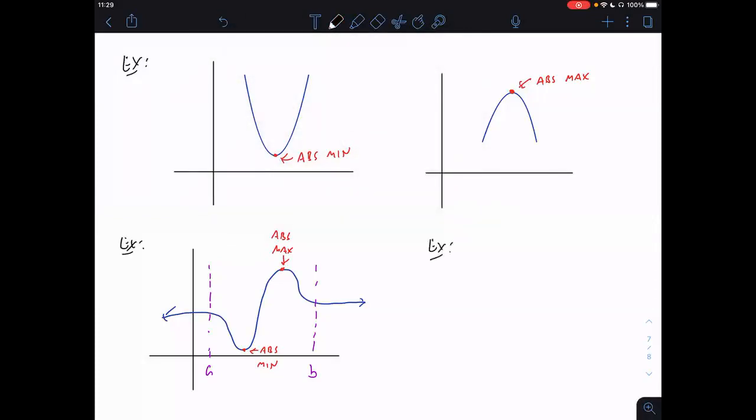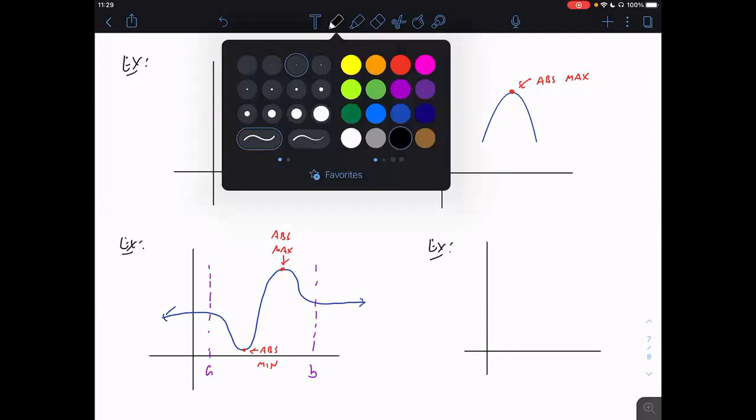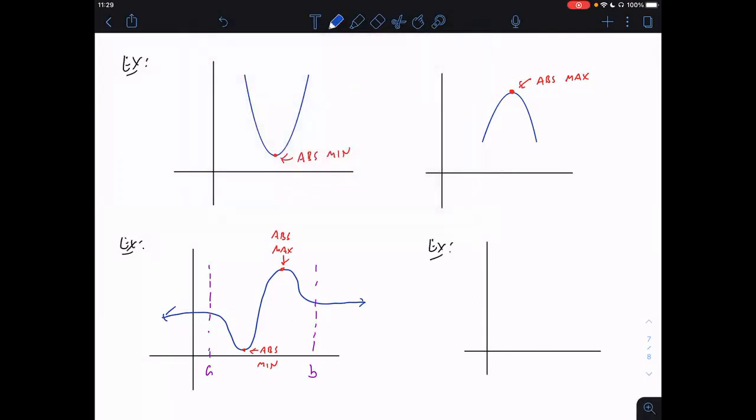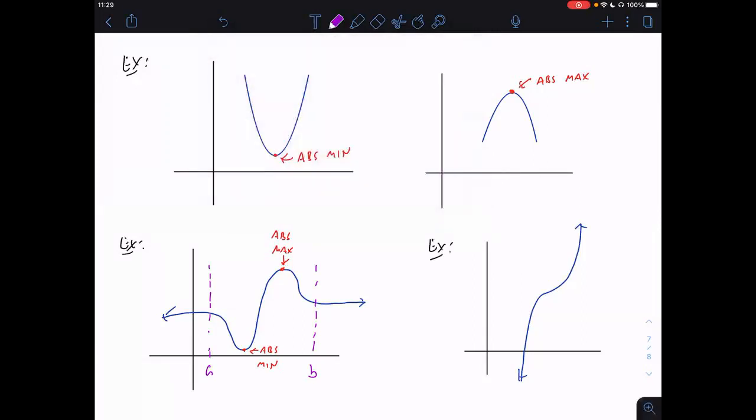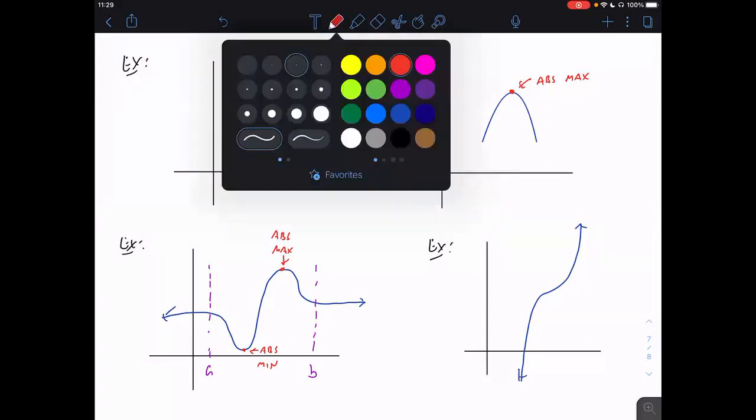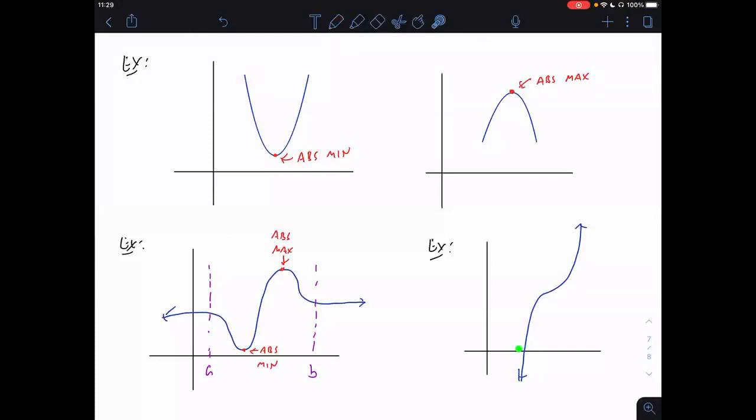But suppose we had a graph that looks like this, and suppose we didn't define our closed domain. Suppose we want to look at the entire domain. If we have a function that looks like this, and we don't define the interval, the domain that we want to focus on, then in this case, a graph just like this will have neither.